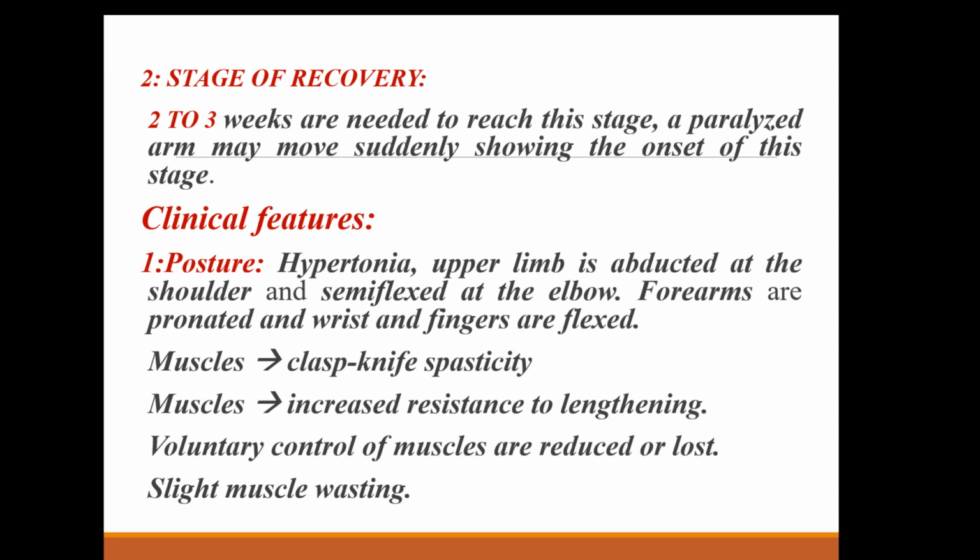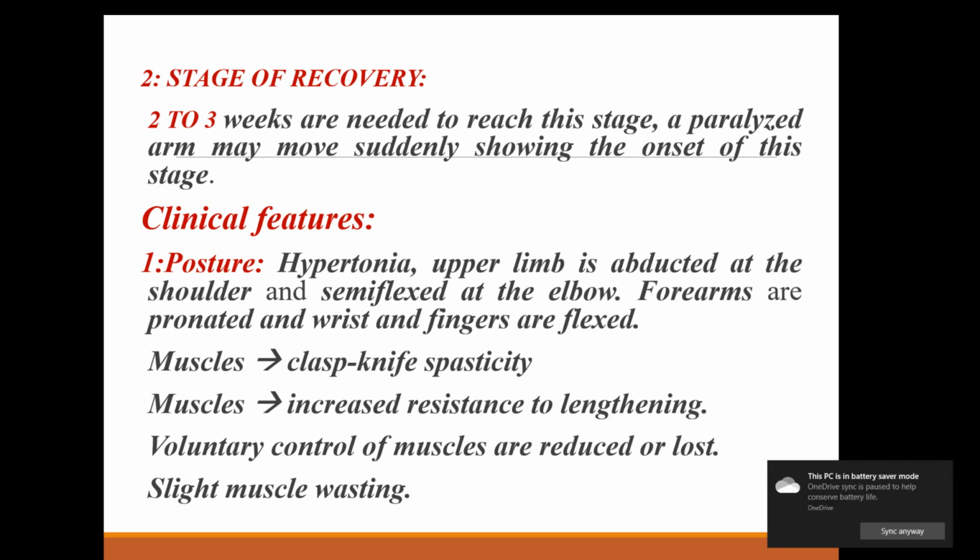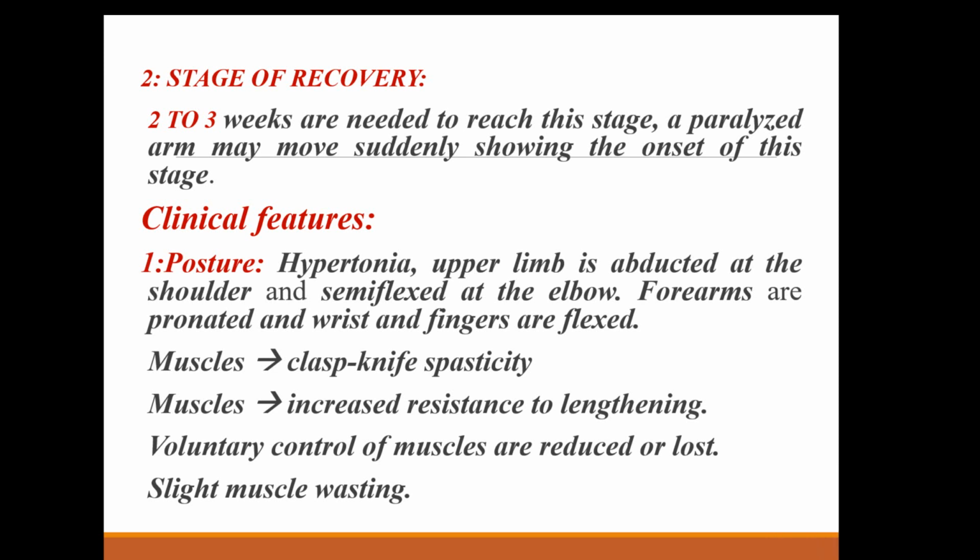Now the clinical features. In the posture, there is hypertonia. Upper limb is abducted at the shoulder and semi-flexed at the elbow. Forearms are pronated and wrist and fingers are flexed. Muscles show clasp-knife spasticity, that is, increased resistance to lengthening. Voluntary control of muscles is reduced or lost. There is slight muscle wasting.